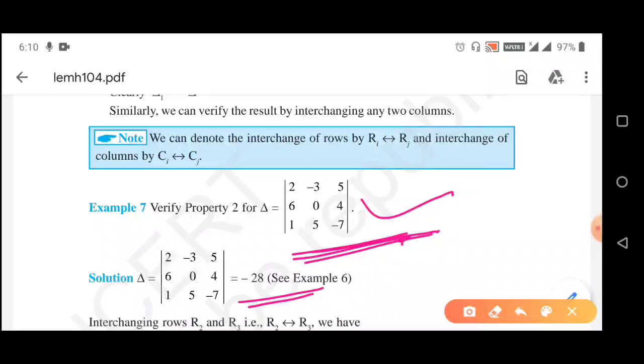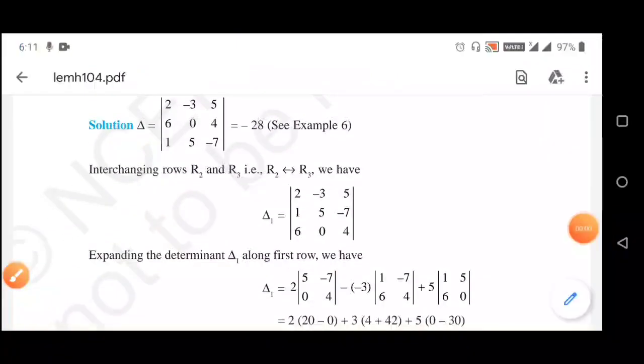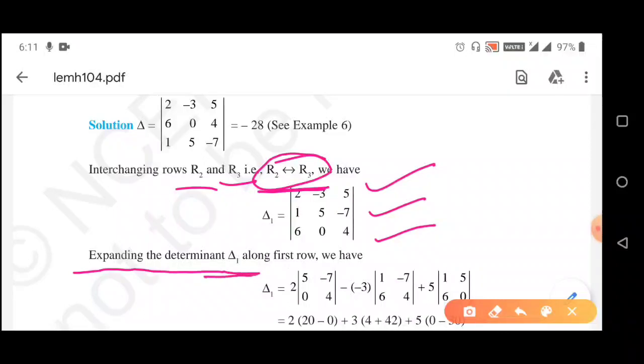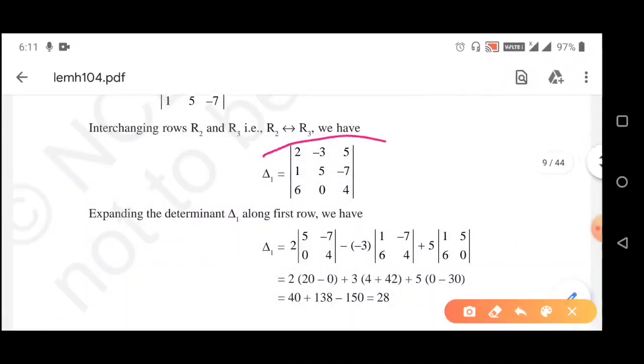Now we will interchange any two rows or columns in this example 7. So here they have interchanged row 2 and row 3. We will represent this interchange of row 2 and row 3 in this way. In place of row 2 they have written row 3, and in place of row 3 they have written row 2, and row 1 will remain the same. After that, they are expanding the determinant along the first row.